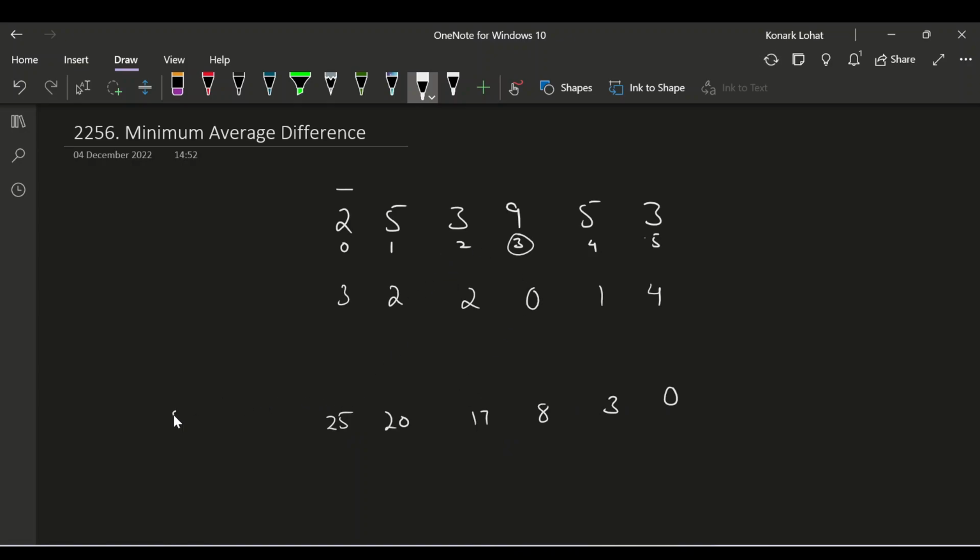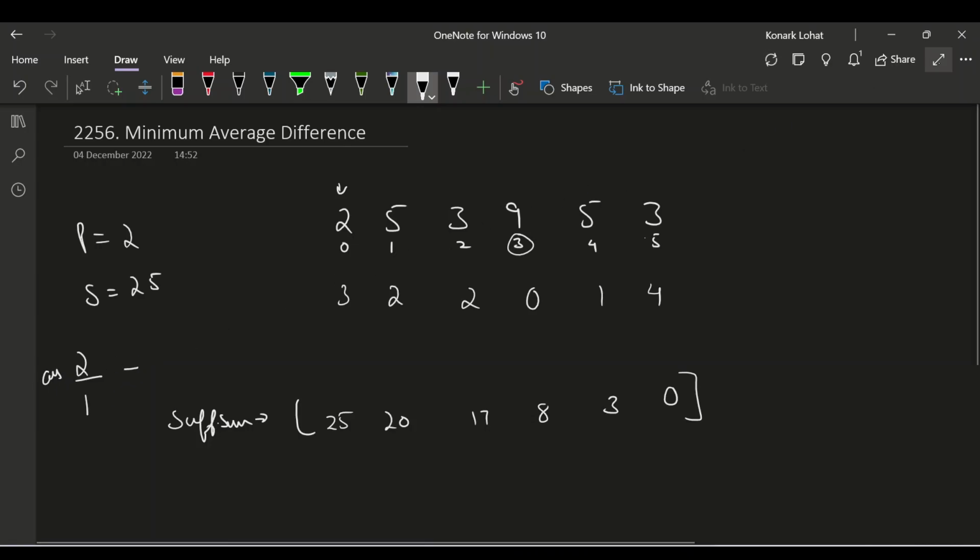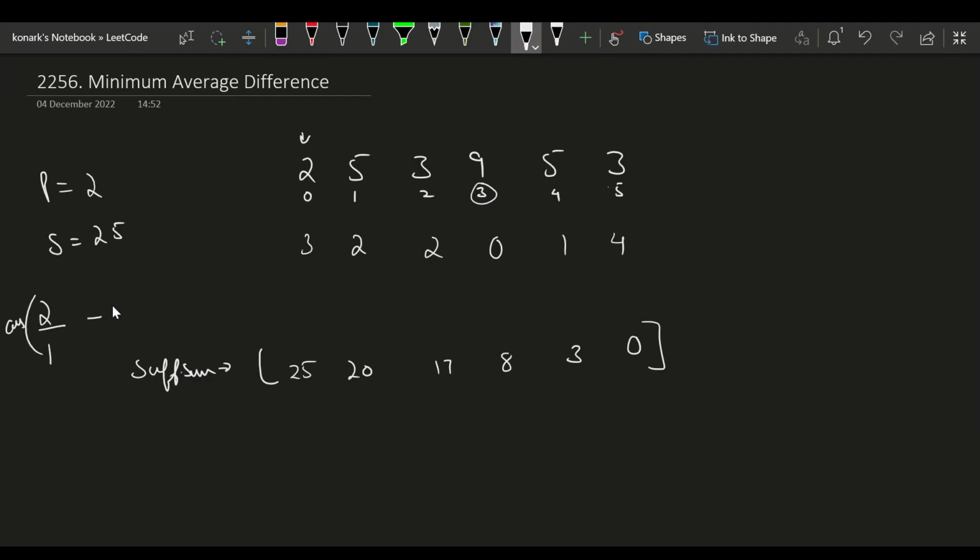Now with the suffix sum array we can easily find our answer. So let's say I start from 2, and at 2 my sum is 2, so my prefix sum will be 2 and the suffix sum value is 25. At 0 I only have one element, so this is nothing but the absolute difference of 20 minus 1, that is the total number of elements divided by their sum, that is 2, because we only have 2, so the sum will be 2, minus this suffix sum, that is 25.